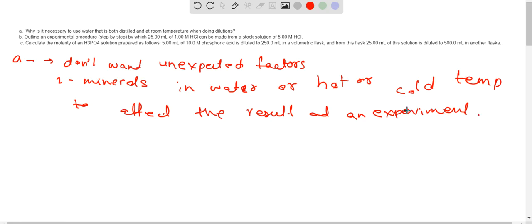In other words, distilled water is basically inert, nothing in water but H2 and O2. So distillation kills most organic matter and removes minerals from water, making it ideal for experiments.